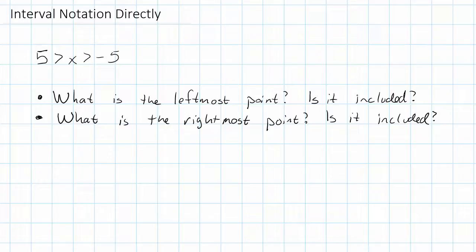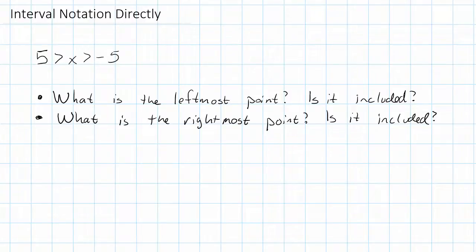We can also write interval notation directly from an inequality, but there are a few things to be aware of. Let me give you an example of an inequality where we could make mistakes here. Let's say we have the inequality 5 is greater than x is greater than -5. And we go through and we ask the same questions that we did working from the number line. What is the leftmost point and is it included? What is the rightmost point and is it included?